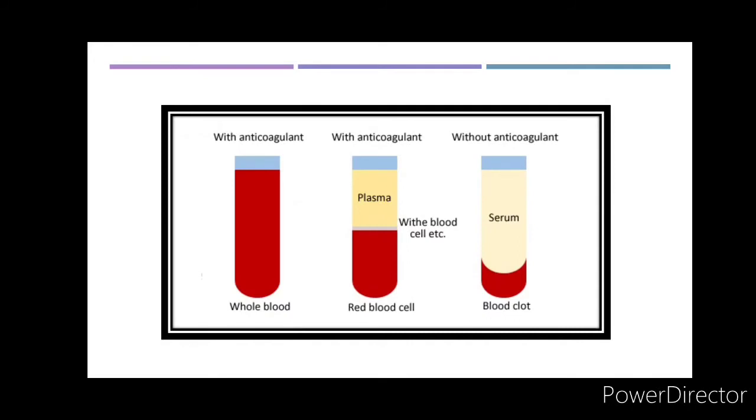Now again, when this whole blood, that is the first test tube, is centrifuged without anticoagulant, then it depicts the third test tube, that is the blood will clot at the bottom and the serum will ooze out, that is the upper portion. The upper yellow portion of the third test tube is the serum produced.